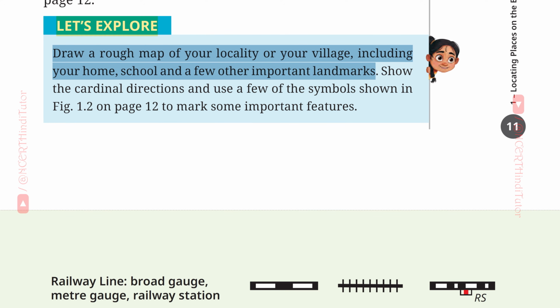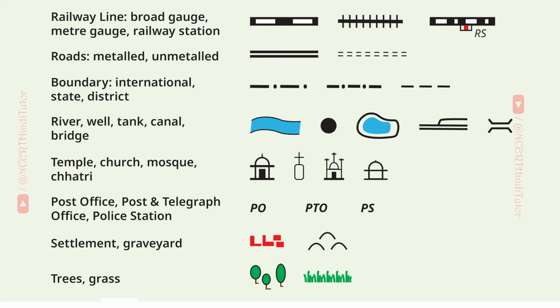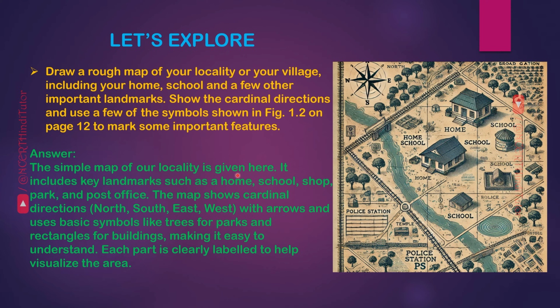Next, draw a rough map of your locality or your village, including your home, school, and a few other important landmarks. Show the cardinal directions and use a few of the symbols shown in figure 1.2 on page 12 to mark some important features. Answer. The simple map of our locality is given here.